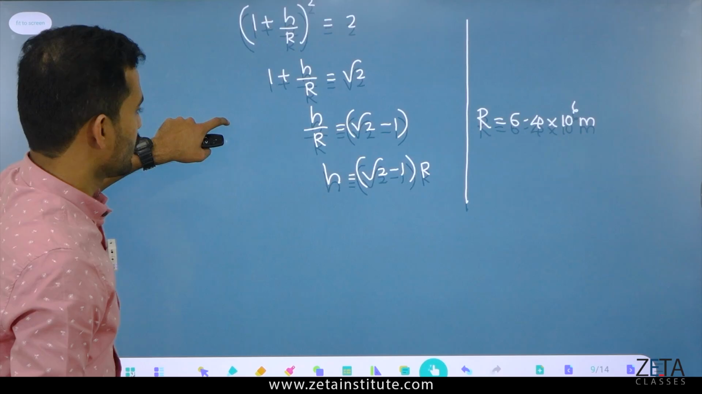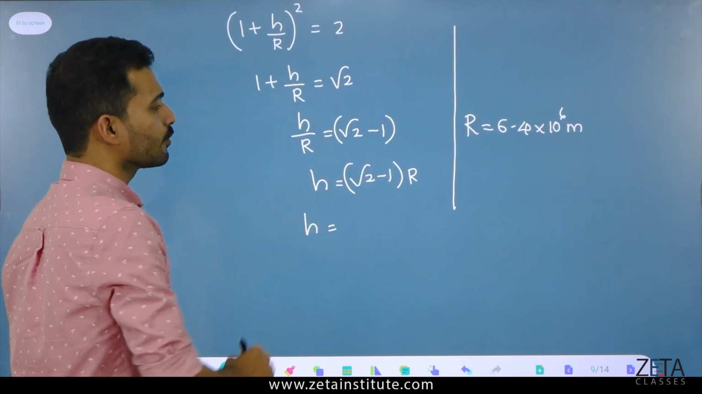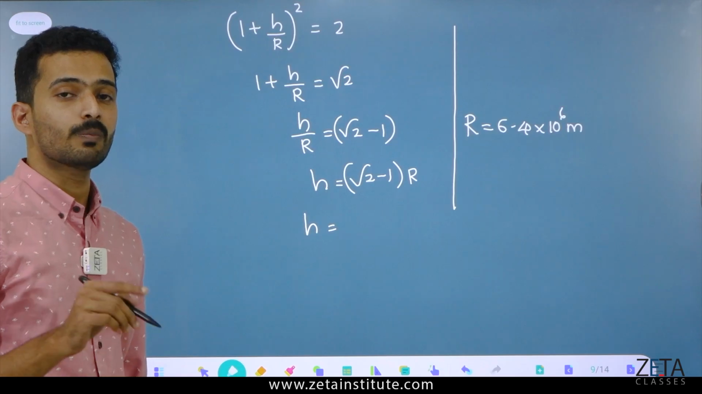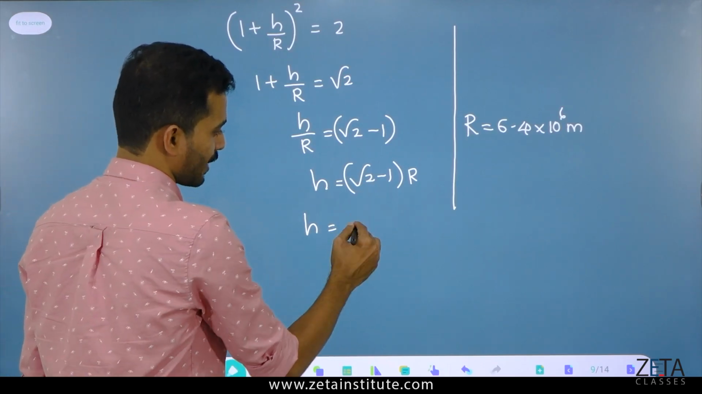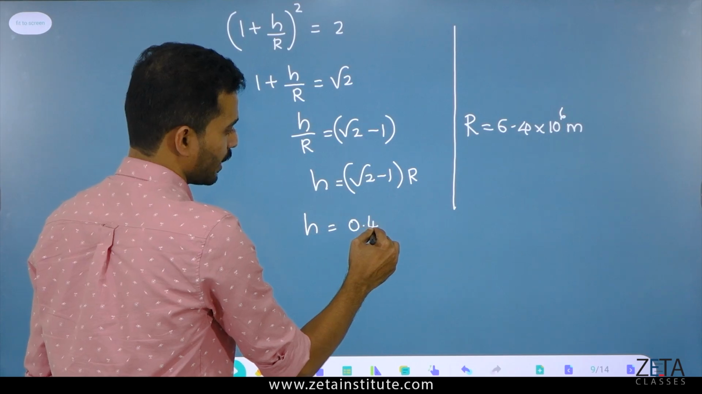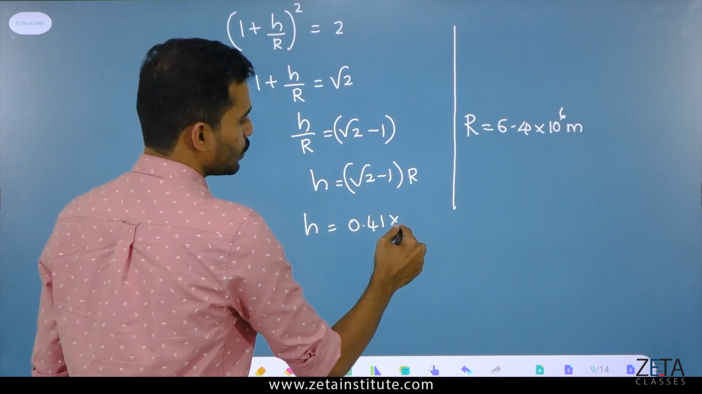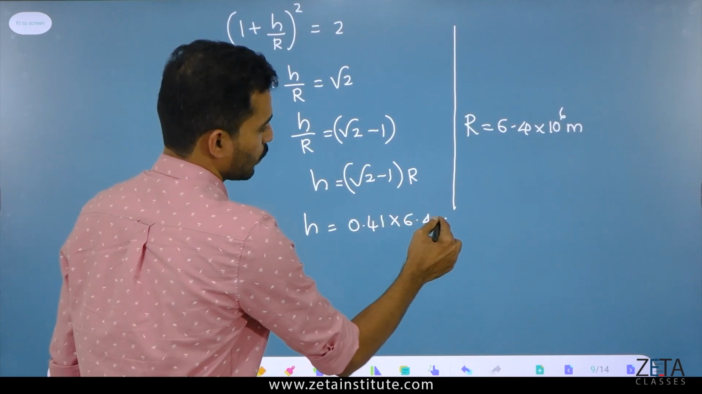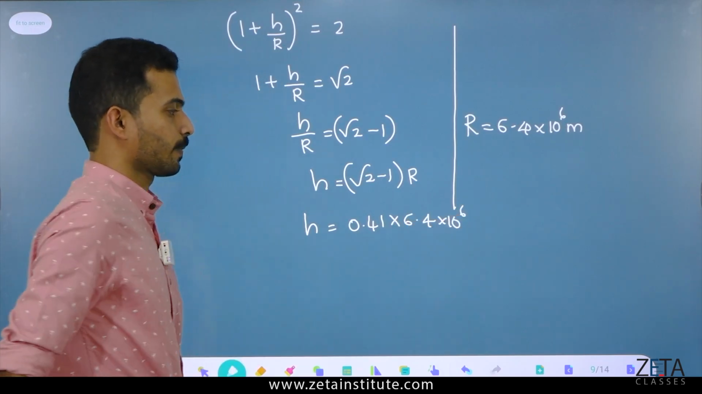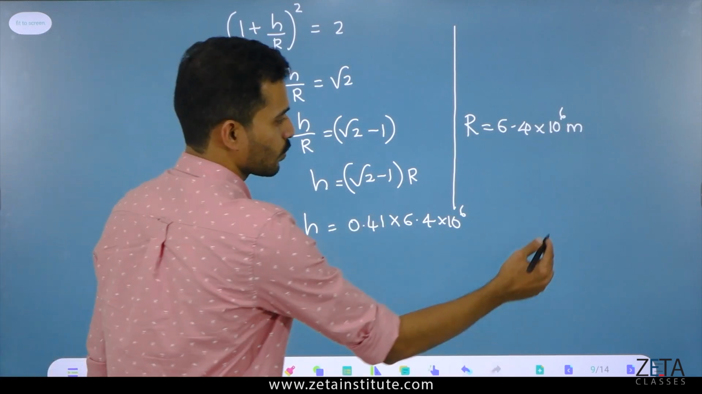So h is equal to... the value of root 2 is given by 1.414. So we can calculate 1.414 minus 1, that is 0.414, into, what is the radius of the earth? That is 6.4 into 10 raised to 6. So that is 0.41 into 6.4. So what is the value?